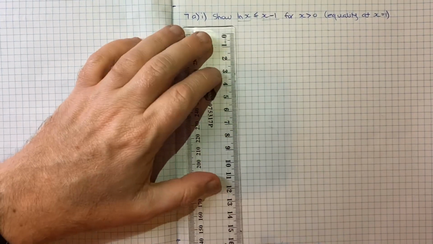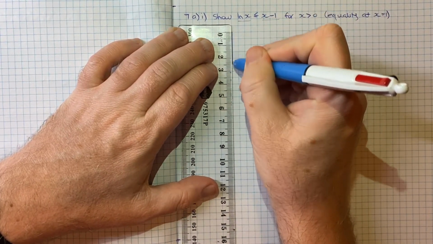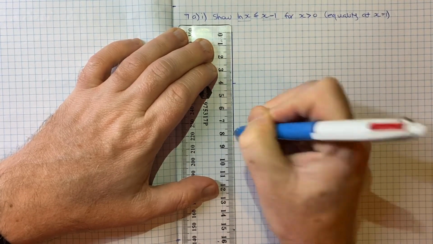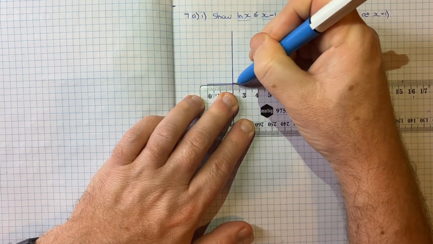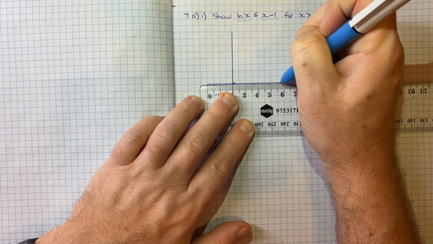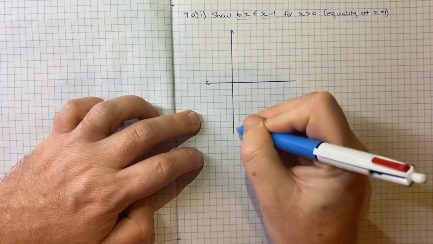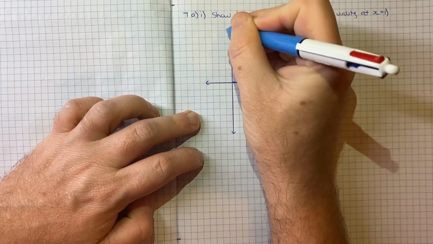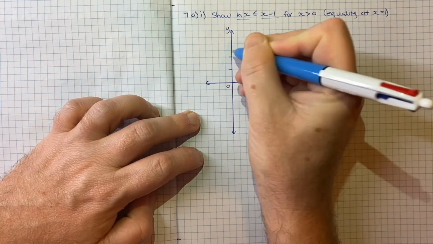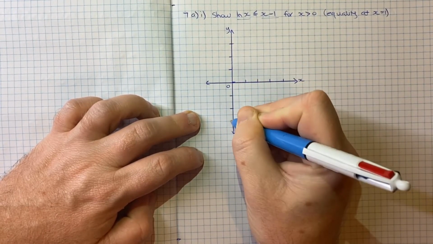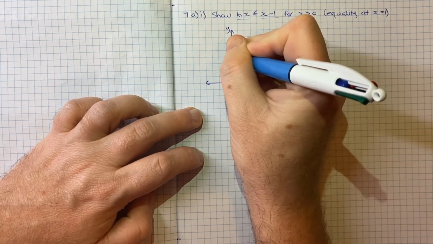So I'll just draw up a little axis here. Nothing too drastic. It doesn't need to be particularly large. 1, 2, 3, 4, that's probably enough. So we'll just have our x, y, 0, 1, 2, 3, 4, 1, 2, 3, minus 1, minus 2, minus 3. So let's just label all this.